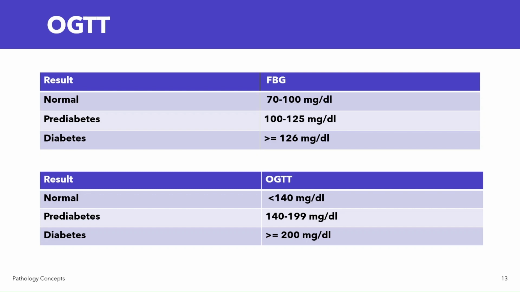For the oral glucose tolerance test, if the glucose level after 2 hours of 75 gram glucose ingestion is less than 140 mg per dl, then it is normal. If it is between 140 to 199 mg per dl, then it can be pre-diabetes, and if it is more than or equal to 200 mg per dl, then we can say the patient can be suffering from diabetes.